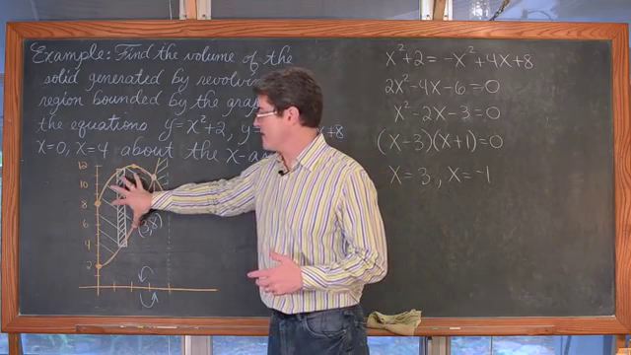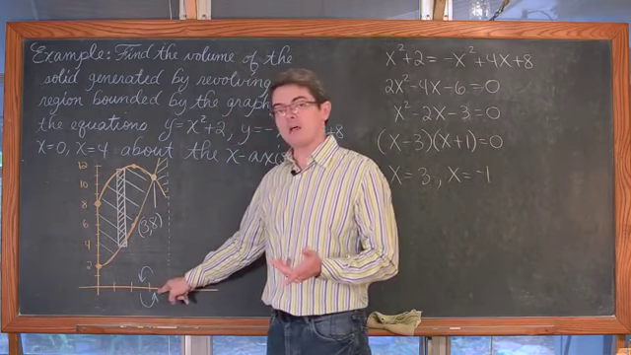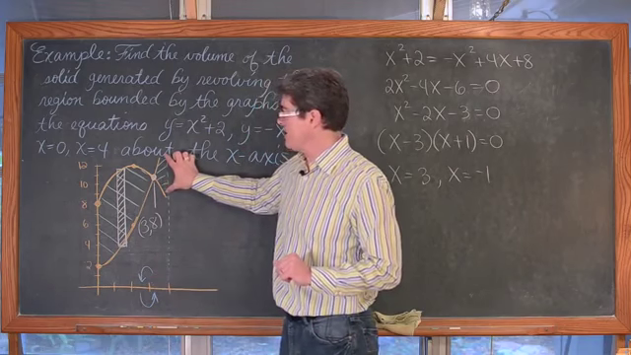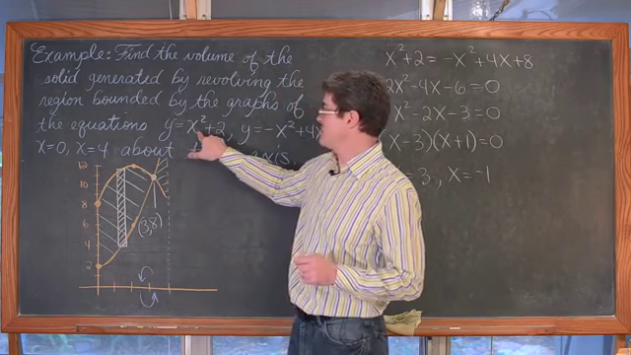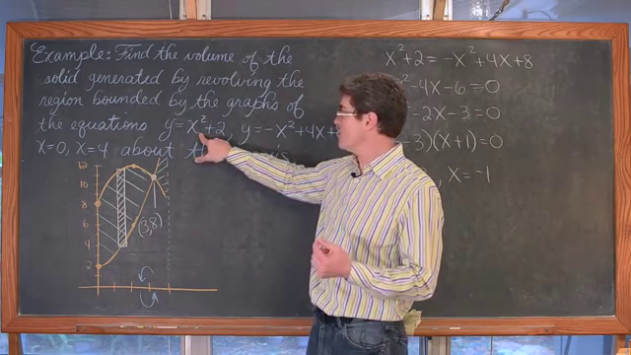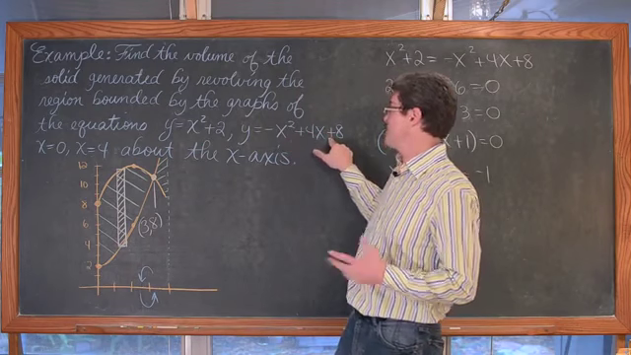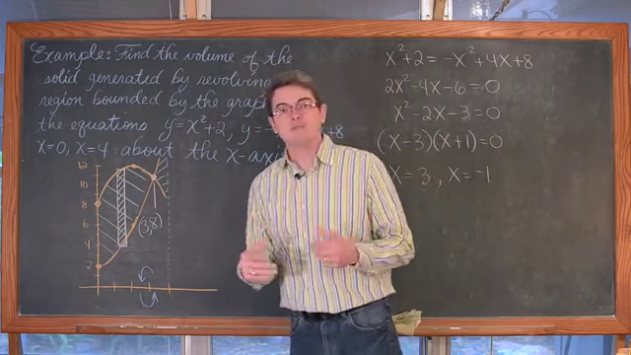So we're going to have to find a volume that is created by this region rotated around the line y equals 0, or the x-axis, and then we're going to have to find another volume of this region, and that region is going to be done by seeing that our function x squared plus 2 is the outside radius, where the inside radius is the other function. So we're going to have to find 2 different volumes and add them together.